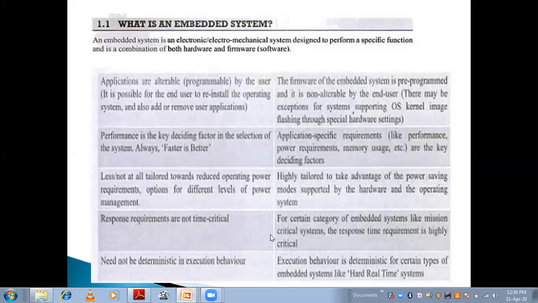If you consider your desktop computer in which you are browsing for a particular website, if the website is not reached, you will browse again. You can enter the link and press the enter key. That will not cause any disaster. If you consider any missile dropping system in an aircraft, if the missile is dropped slightly later, it may hit the citizens, that causes damage. So the embedded systems are time critical.